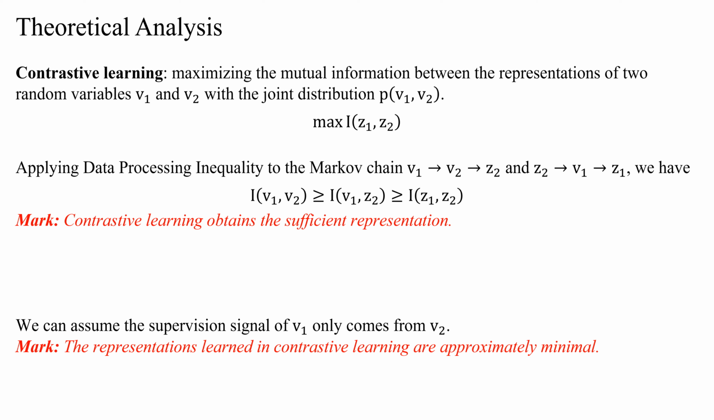Contrastive learning maximizes the mutual information between the representations, and it is upper bounded by the mutual information between views. So when the encoding functions have enough capacity and are well learned based on sufficient data, we can assume contrastive learning obtains the sufficient representation. On the other hand, the supervision information of one view only comes from the other view, so we can assume the representations learned in contrastive learning are approximately minimal.